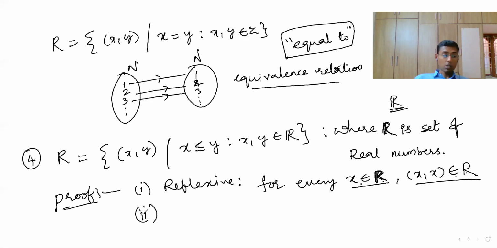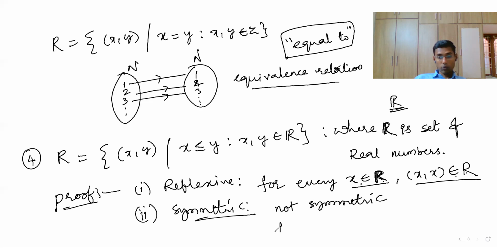But second is symmetric. Can it be symmetric? No, it can't be symmetric. Why not? Because (x, y) might exist, but (y, x) will not exist. For example, (1, 2) belongs to R, but (2, 1) does not belong to R. Why? (1, 2) belongs to R because 1 is less than 2.